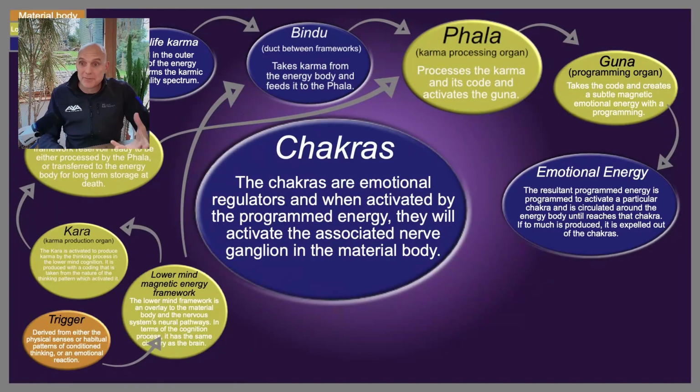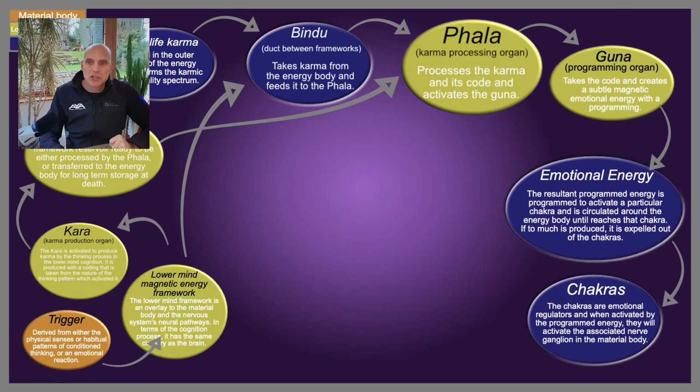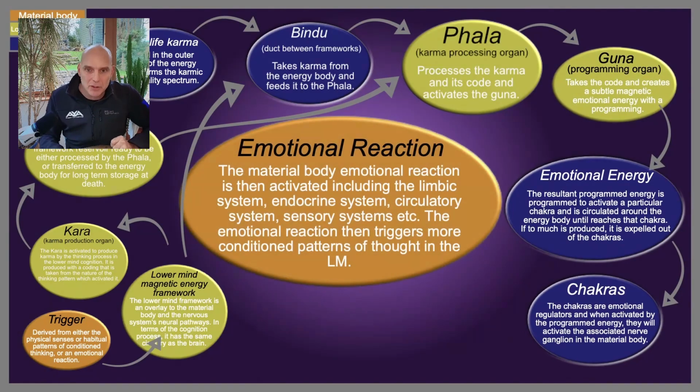And it's coded for a particular chakra. And here we have to go back to energy psychology and remember that each emotion chakra regulates a different characteristic in the personality. Therefore, it will go to the heart chakra, let's say, if it's to do with loving relationships. And then the chakra activates the physiological response in the material body. And that is the emotional reaction.